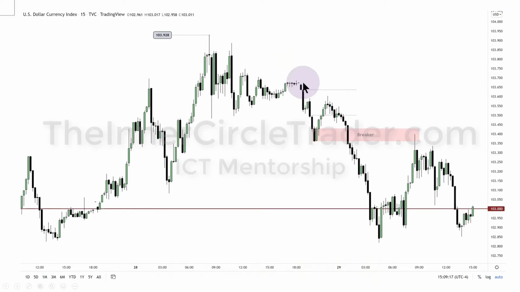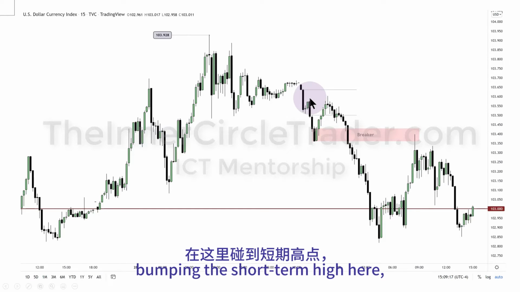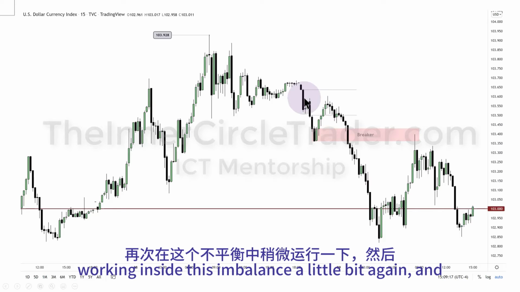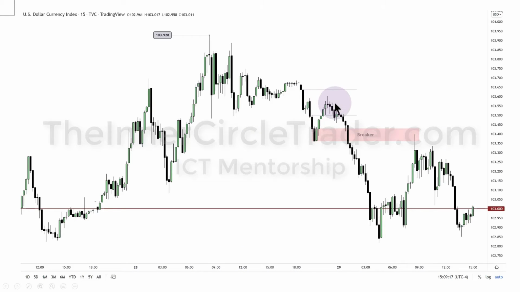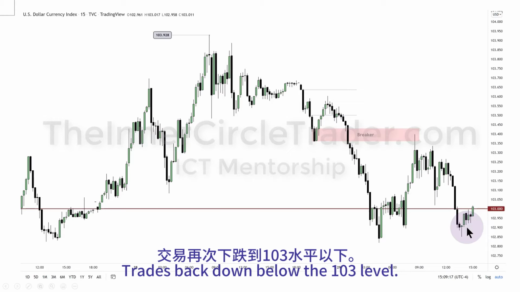And on the 15-minute time frame, you can see the trade run up into, bumping the short-term high here, working inside this imbalance a little bit again. And then we break below, breaker, trades back down below the 103 level.